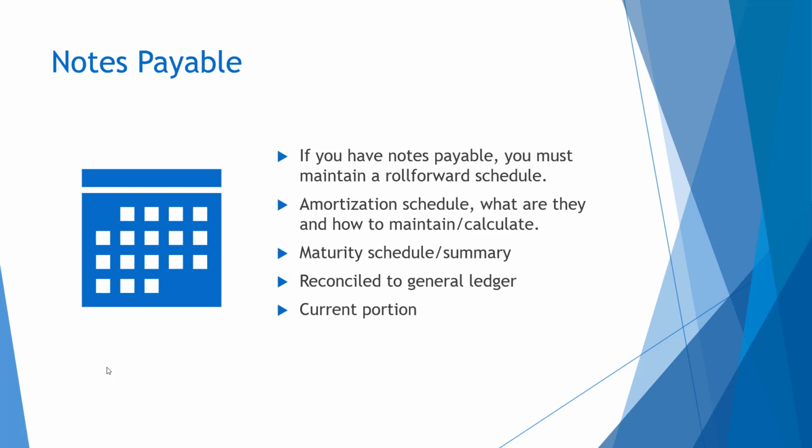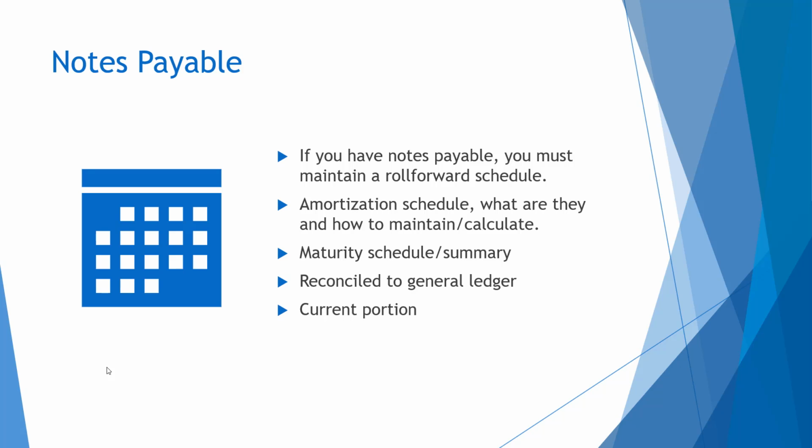Also in the roll forward schedule, you're going to want to have a maturity, because as you're making your payments, you want to know down the road how much you have to pay in year 3, 4, 5, 6. And also you want to know what the current portion is, because that's a current liability that you need to consider when you're doing your current ratio.